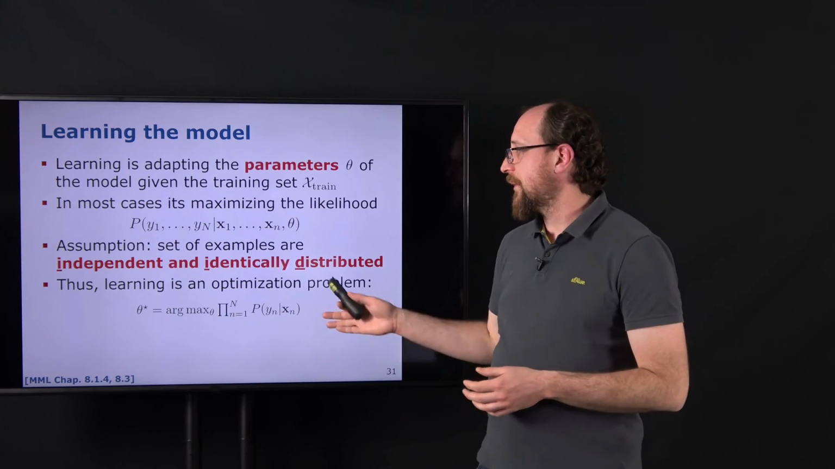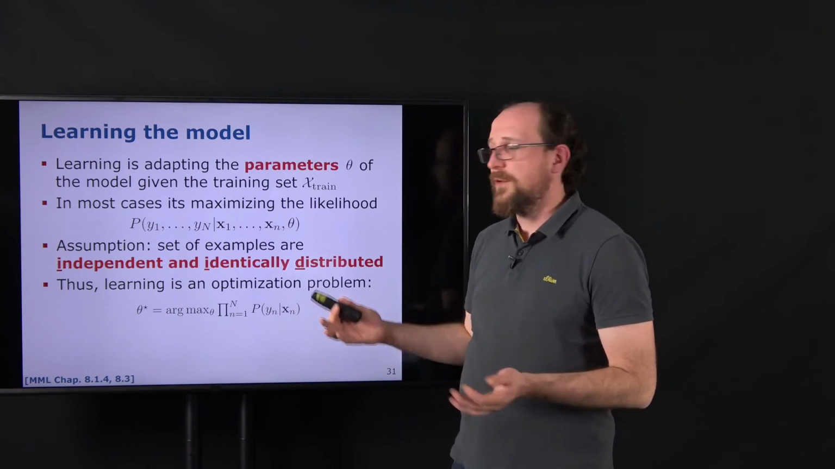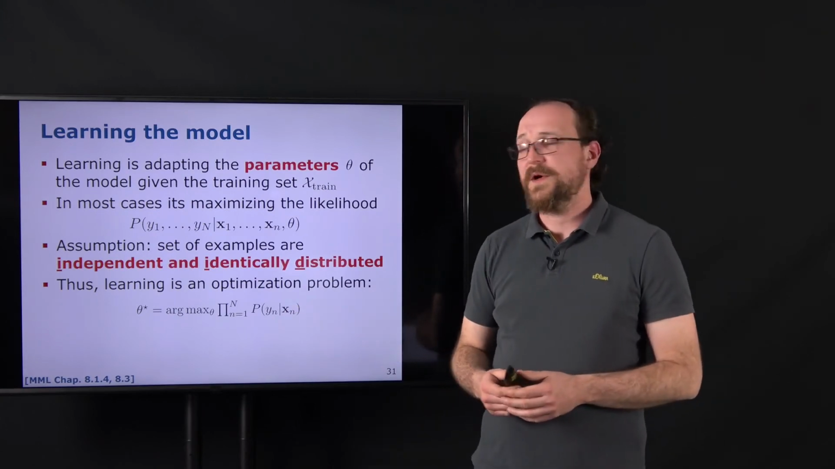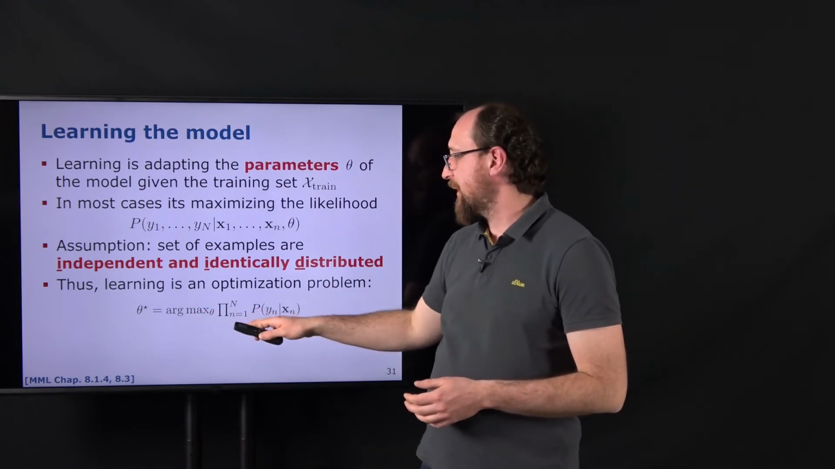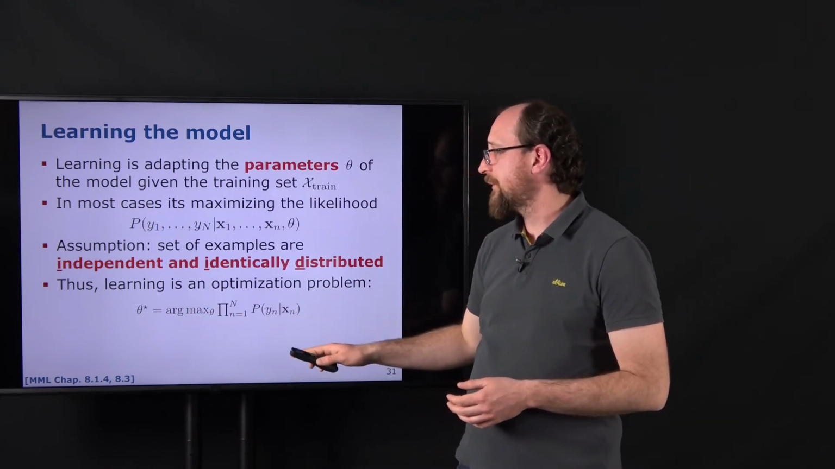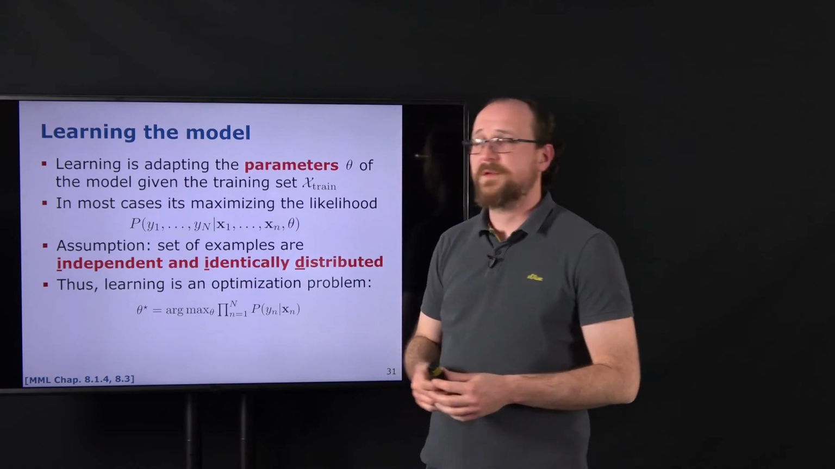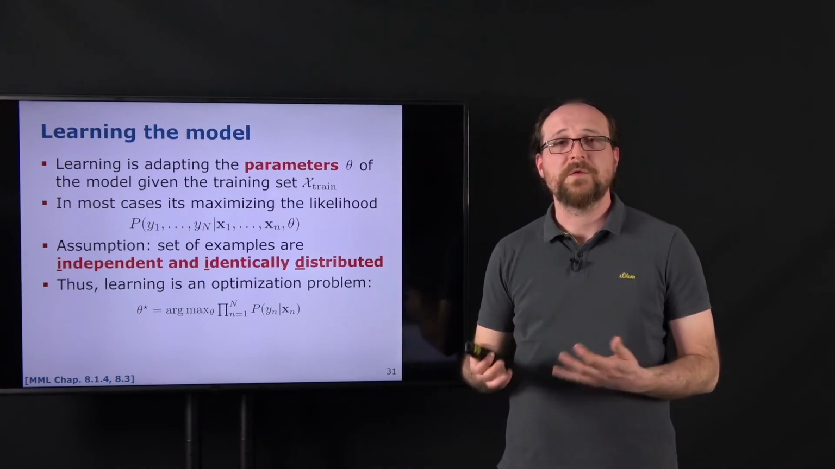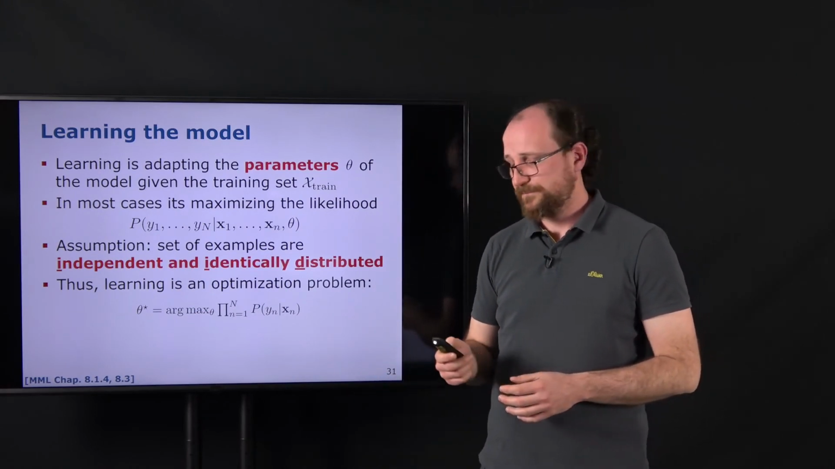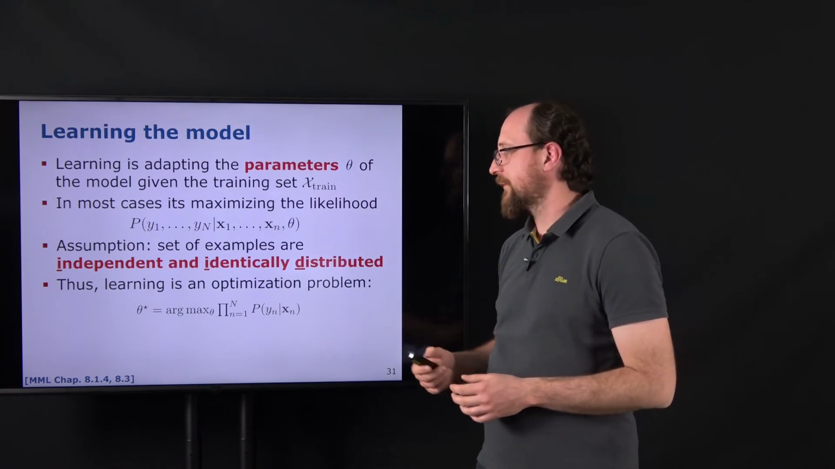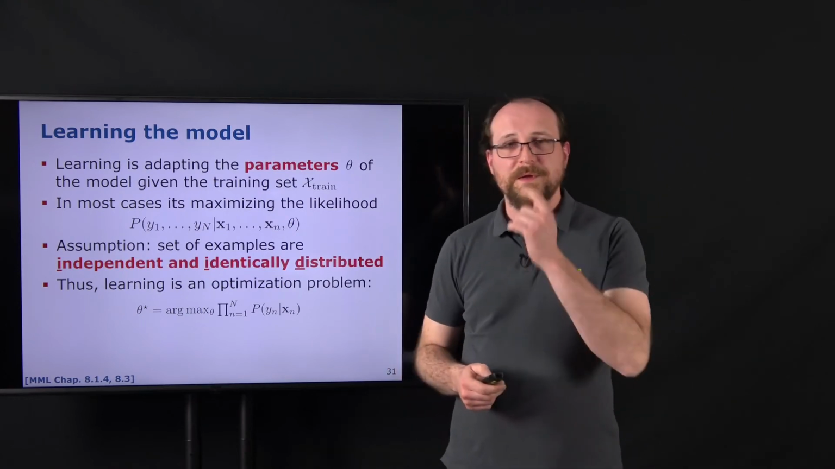And then the learning task is the optimization problem. So we want to find the parameters that maximize the product of the probabilities, and this gives us theta star, which is then the learned parameters in this case.